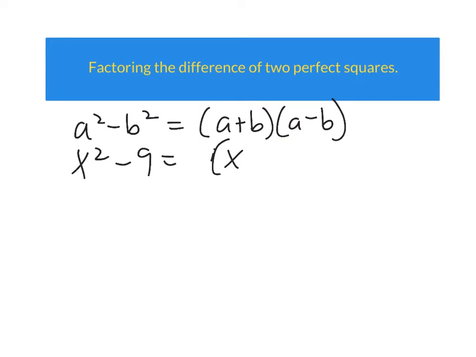So this would be x plus 3, and this would be x minus 3. And it's quick. I get that. It's quick, it's fast, I get it done, and I'm done with the problem. But if you don't get it, then it gets a little bit confusing.